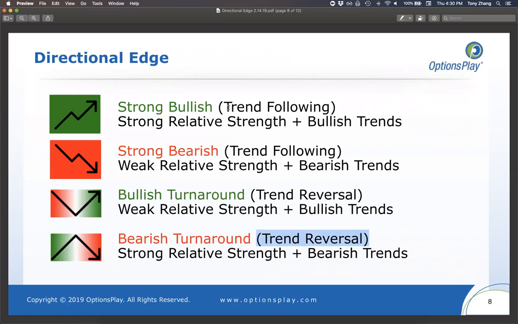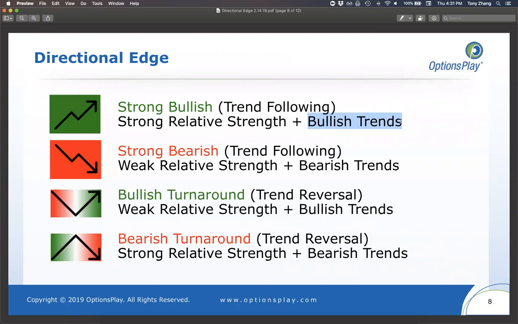So the trend following, I think, is fairly straightforward. This is what I consider a strong bullish stock, which is a stock that has strong relative strength, so a stock that's outperforming the overall market, and it's exhibiting bullish trends. So meaning relative strength and trend are matching up. These are bullish candidates for trading.